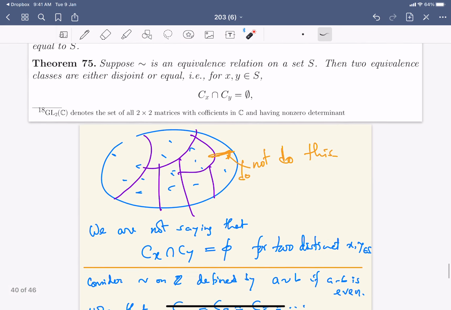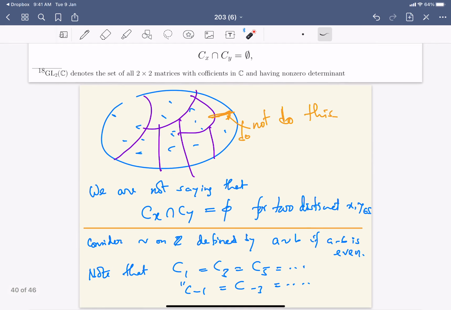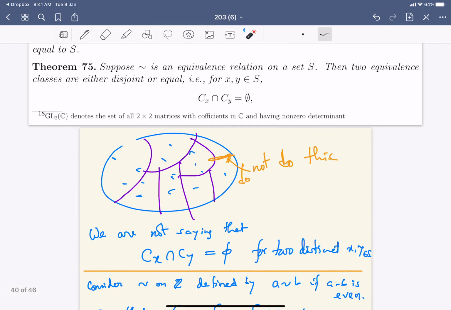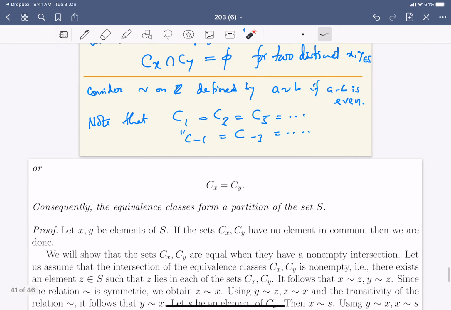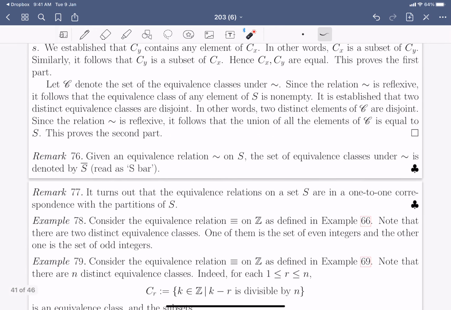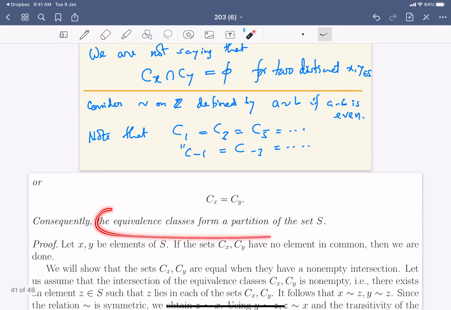So the upshot is that any two distinct equivalence classes are disjoint, and if two equivalence classes intersect, then they have to be equal. From this, and using the fact that the tilde is reflexive, we see that the equivalence classes form a partition of the set S.